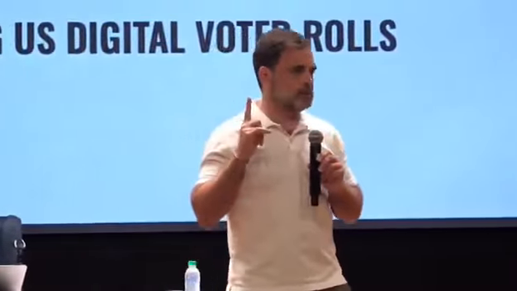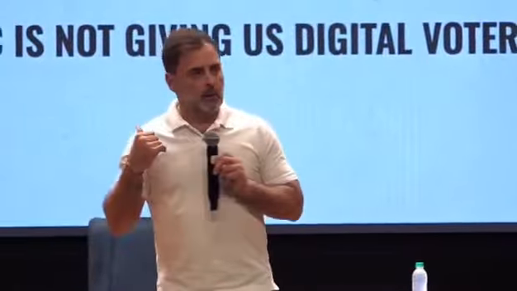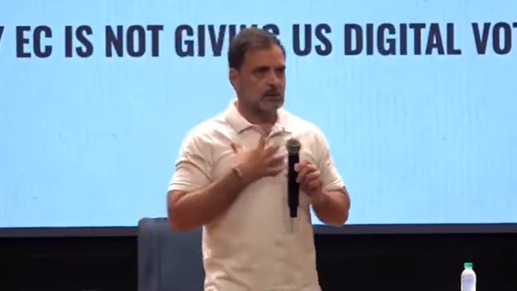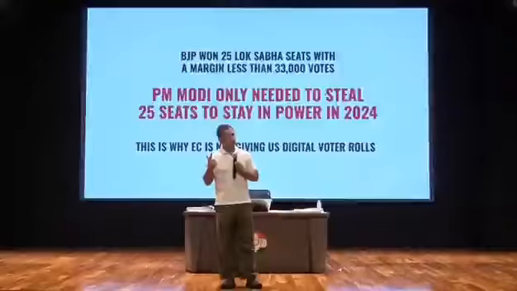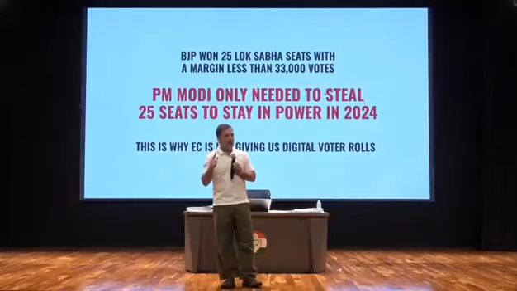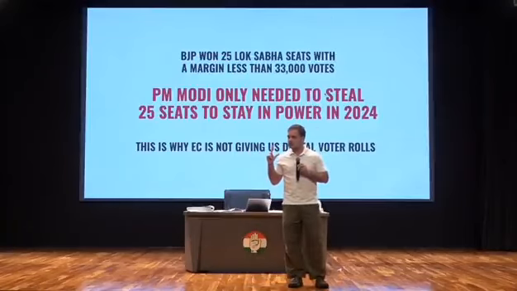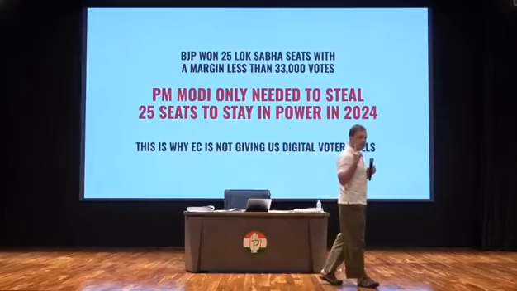We are absolutely convinced because we see the pattern. We've studied the pattern. We're absolutely convinced that this crime is being done at a huge scale across the country, in state after state after state. So for us, the CCTV footage and the voter list is now evidence in crime. And the Election Commission is busy trying to destroy it.